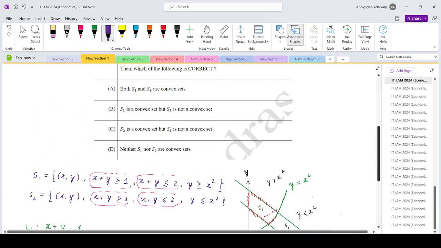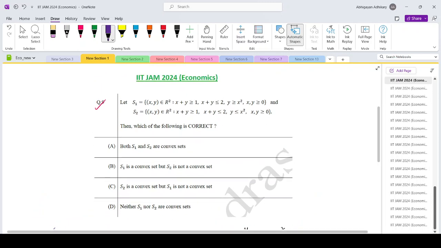If you match with the options, that is option B for you. S1 is a convex set, but S2 is not a convex set. So the correct answer is option number B.